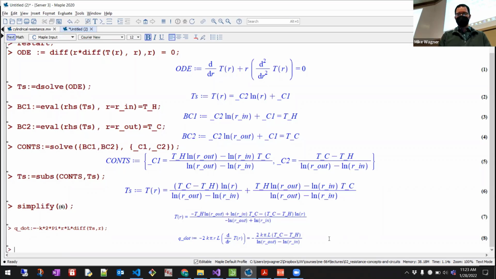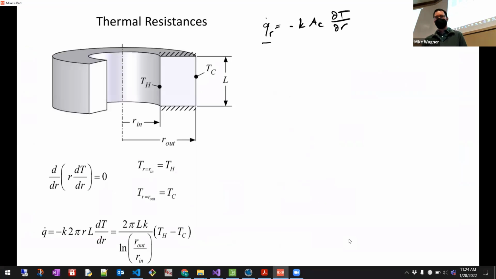So this is the solution here for Q dot. Notice, by the way, that nothing in there has R in it. We have R out, we have R in, but Q dot is not a function of R. That makes sense because there was no place for heat to go except in the domain and out of the domain. So it's not changing as a function of R. Okay, so anyways, we have our Q dot. It's in terms of these boundary temperatures TC and TH. Okay, so we can take this idea and go back to our notes here.